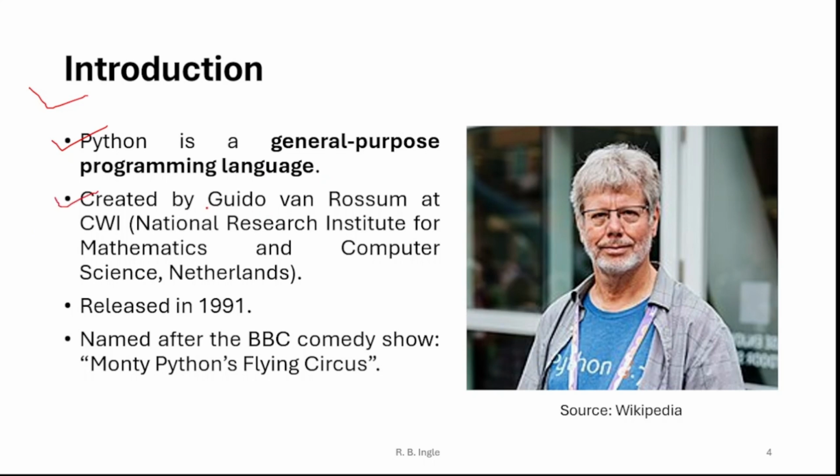It was created by Guido van Rossum at the National Research Institute for Mathematics and Computer Science in the Netherlands. It was released in 1991, but it became popular after 2010 due to new technologies like artificial intelligence, machine learning, and so on. Then why the name Python? When Guido van Rossum was asked, he said he took the name from one of his favorite comedy shows, Monty Python's Flying Circus. He liked the name Python, so he kept it as the name of the programming language.